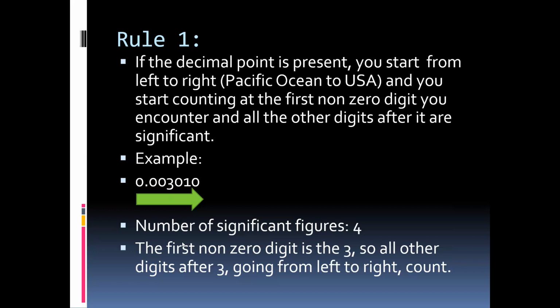So again, to recap, the first non-zero digit is our 3, moving from left to right. So then all the others, and I mean, if it had 10 zeros after that one, that would be 10 more that we would add. So 3, 0, 1, 0, that's 4 significant figures. Rule number 2.